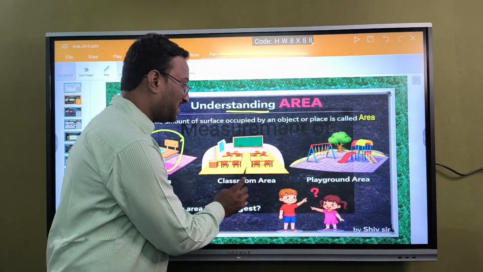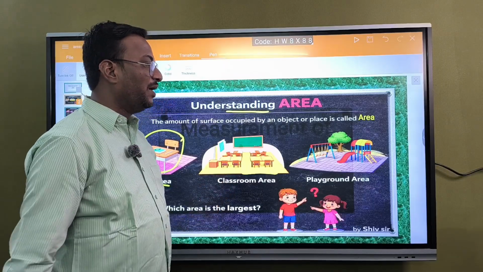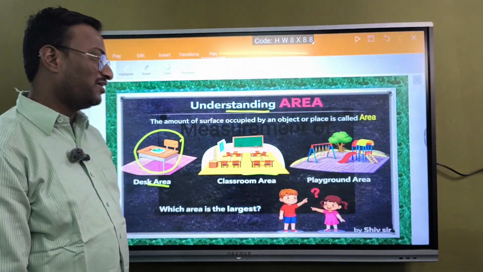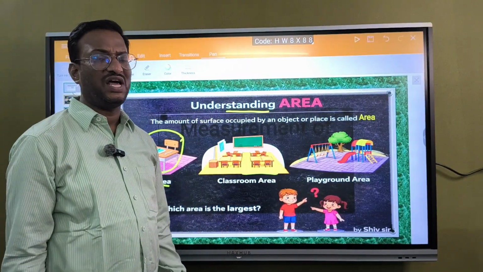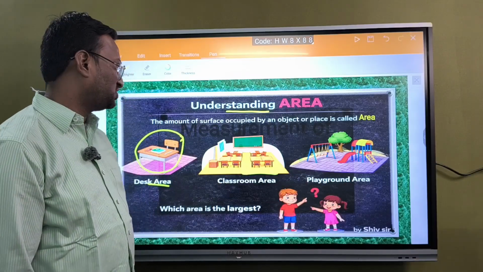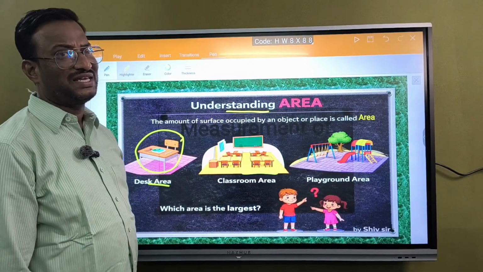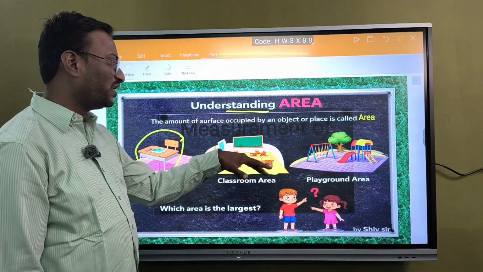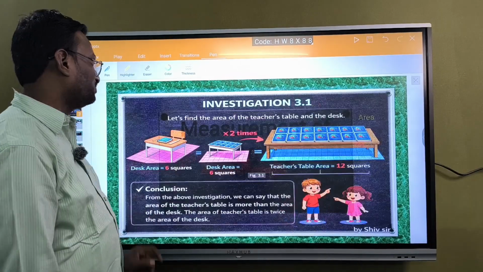Next, classroom area. A classroom will have some area. A playground will have some area. So which one will be the larger? Generally we all know it. The playground is the largest one and the desk is the smallest one. In between we are going to get the area of the classroom.